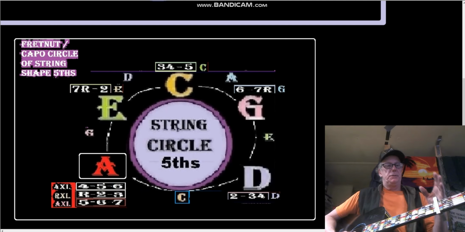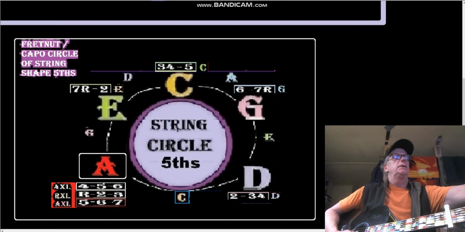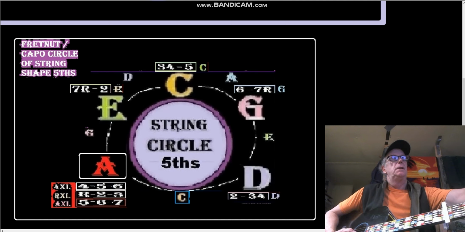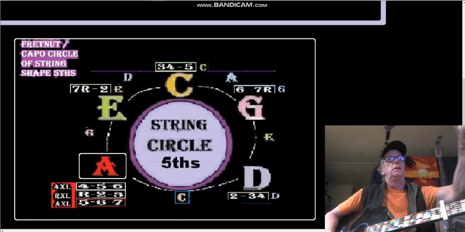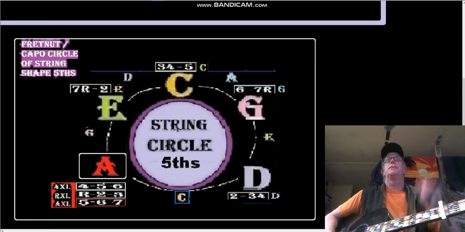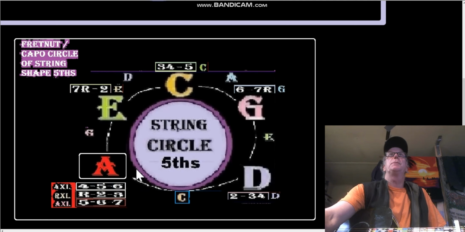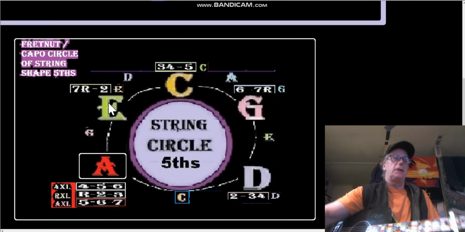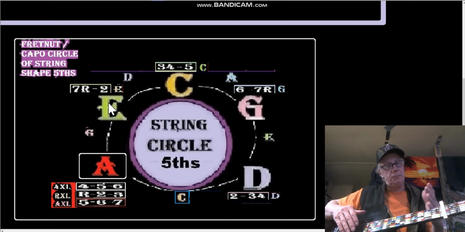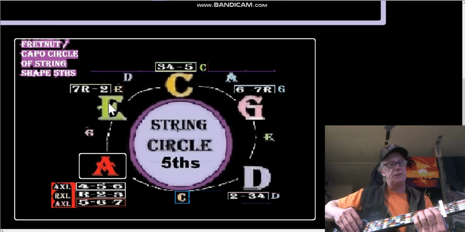Okay, so we have Mr. Capo on the E here. Close enough for rock and roll. And then we have the regular string shaped circle, but we're going to start on E this time because we had to go up one fret. We can't start on C.